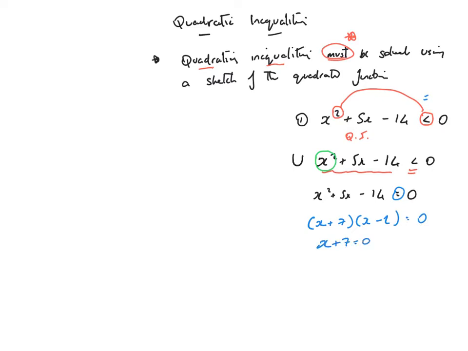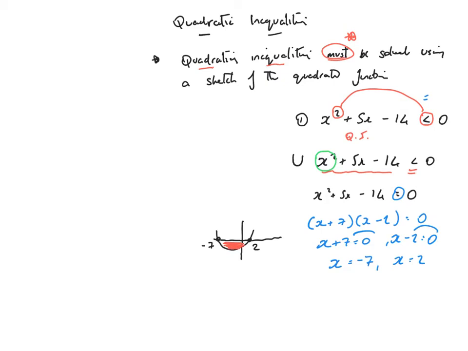x plus 7 is equal to 0, x minus 2 is equal to 0. x equals minus 7 and x is equal to 2. We know the parabola opens upward, so we can now make a decent sketch with a root at minus 7 and a root at 2. Now we are interested in when this is less than 0. It's less than 0 below the x-axis. So I'm going to make a sketch of what that means. It's in here.